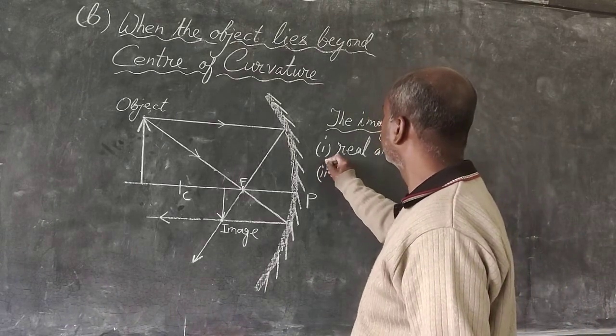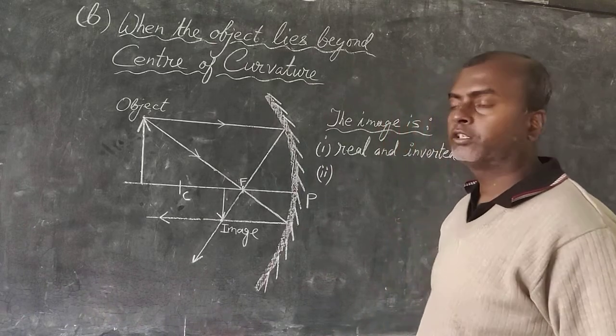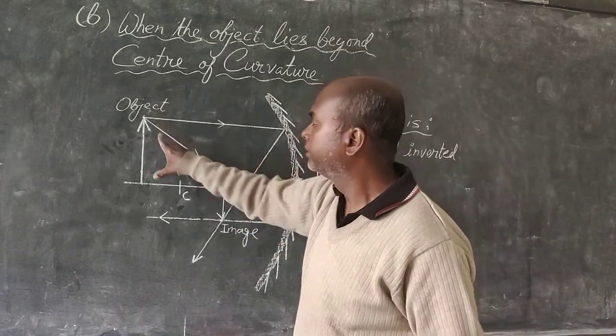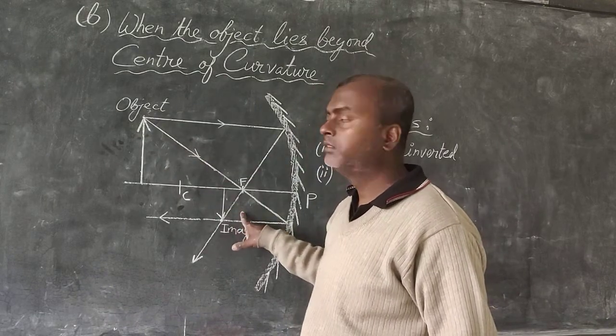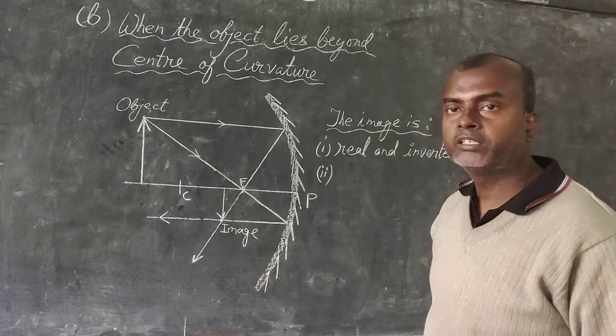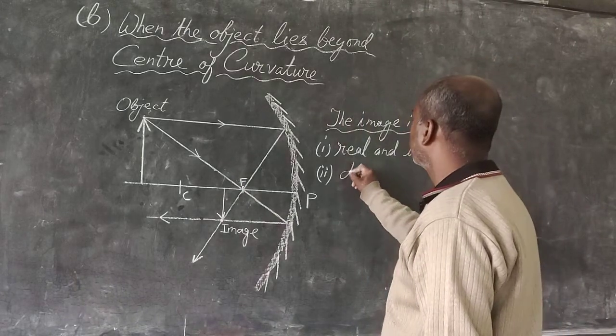Okay, the second characteristic of this image that is formed. Can you not see that the size of the image is a little smaller than the object? This is the object. See the size of the image. Is it not a little smaller than the object? So we will write diminished.